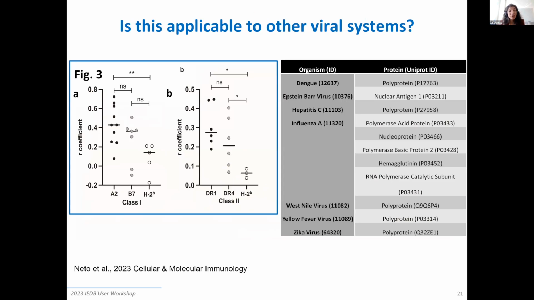Is that specific just for SARS-CoV-2? Not really. We actually decided to expand this query to different viral systems, and the overarching result is always the same. What I'm plotting here are the correlation coefficients, and so here you see the data of the different viruses for the two transgenic possibilities as compared to H2B mice, and the same for class 2. And as you can see, essentially, the H2B mice are the ones that perform the poorest.